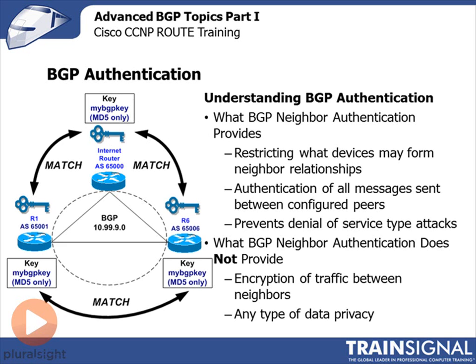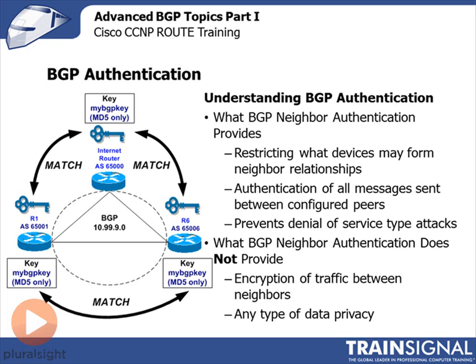So to begin with, BGP authentication, much like OSPF and EIGRP neighbor authentication, provides restriction from devices that can form neighbor relationships. And it also authenticates all messages sent between the configured peers. Remember, in BGP configuration, you talk about BGP neighbors, BGP peers, or BGP speakers, and they all mean essentially the same thing. The other thing that BGP authentication is able to do is, because of the authentication process, it can prevent denial of service type attacks.